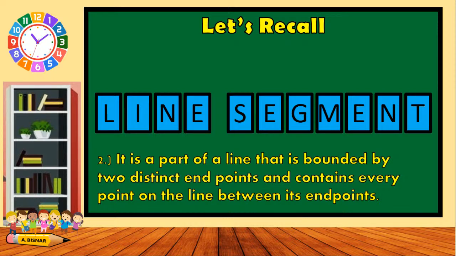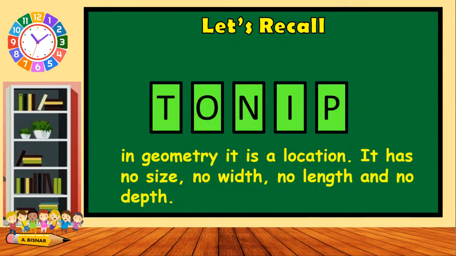Another. Sino si Cuesta? Anong section mo? Another one. In geometry, it is a location. It has no size, no width, no length, and no depth. What is it? That's correct, Bautista. Si Bautista na una. The answer is point. Okay, section magalang. So the answer is point.